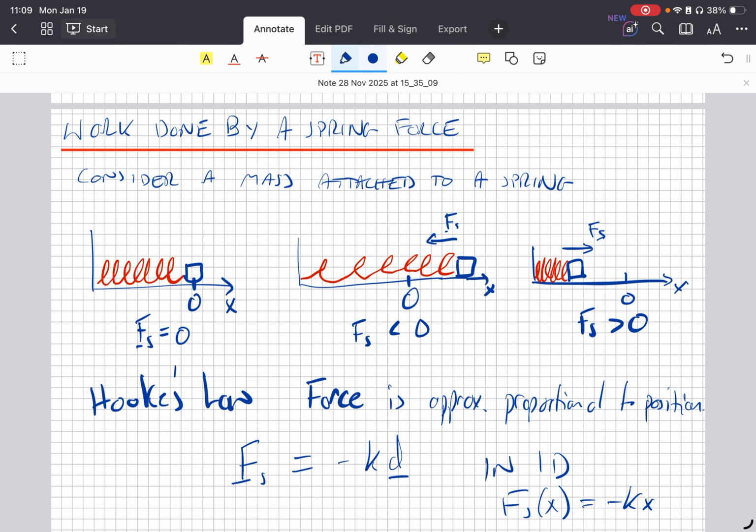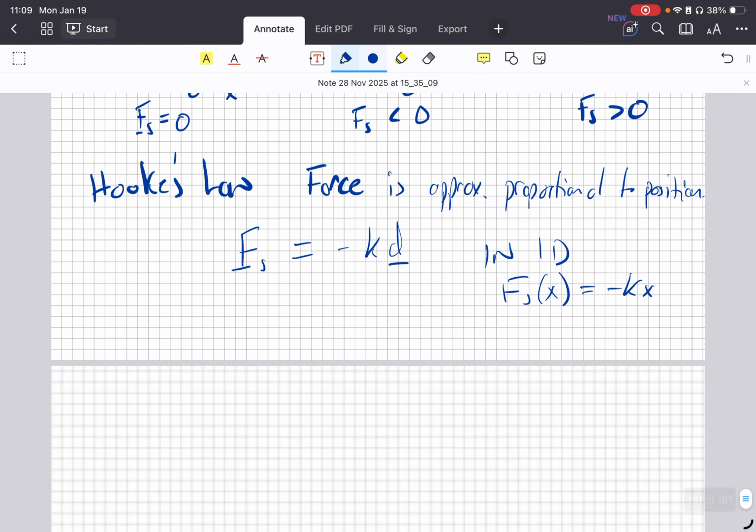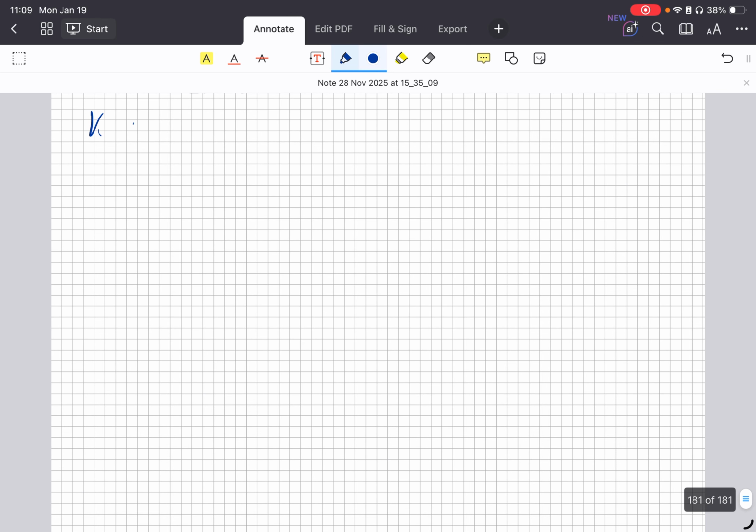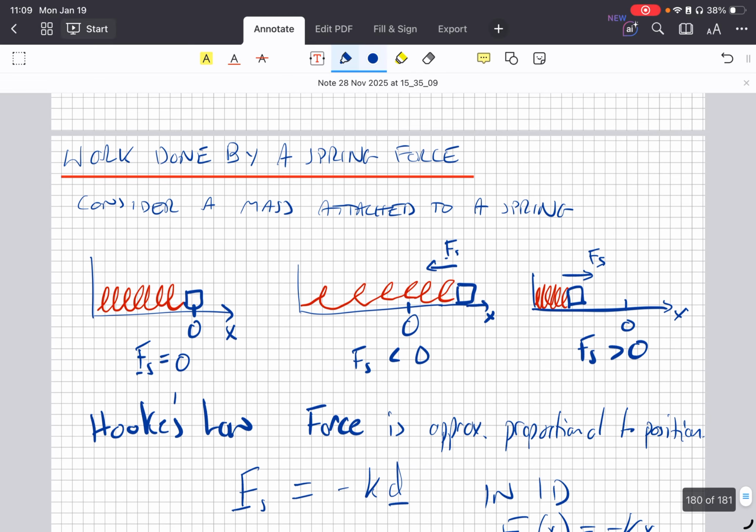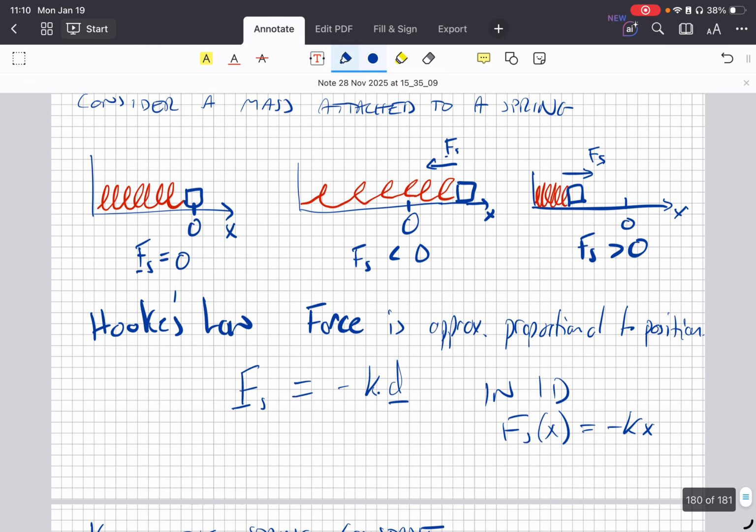Now, what is k? K is what's called the spring constant. Basically, k is based on the material properties of the spring. If I have a particularly rigid spring that really wants to get back to its equilibrium position, then k will be very large, i.e. the force will be very large. If the spring is a little bit looser, then k will be correspondingly smaller. But it's based on the material properties of the spring.